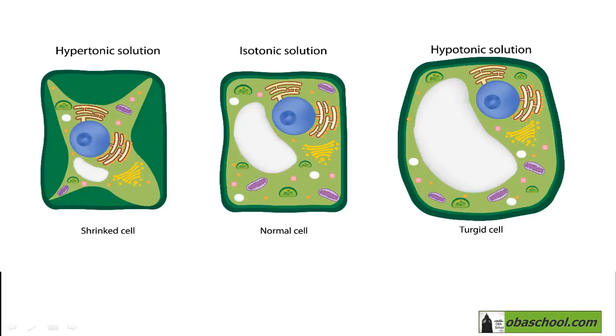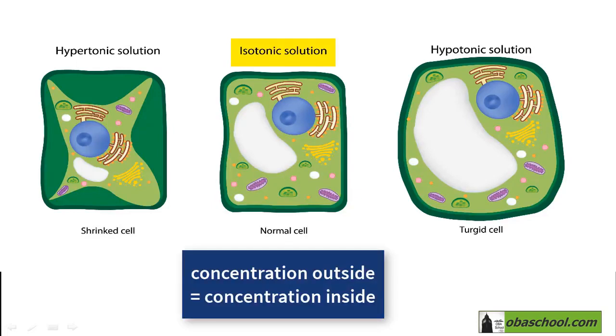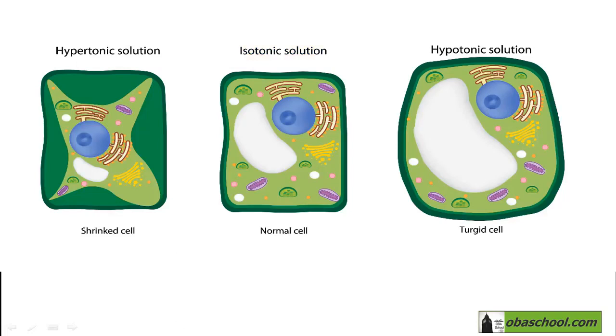If a plant cell is placed in an isotonic solution, where the concentration of the solute outside the cell is equal to the internal concentration, the cell will stay normal. While if a plant cell is placed in a hypotonic solution, water will move inside the cell by osmosis.